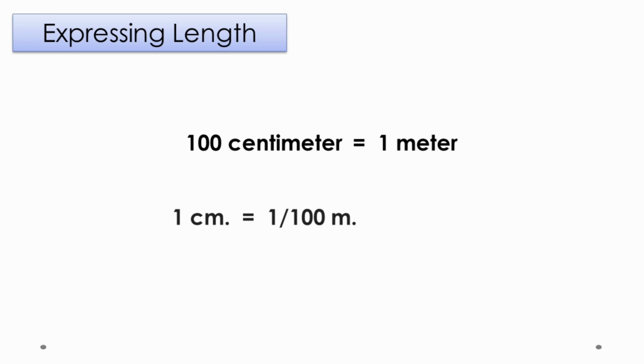Similarly, length can also be expressed in decimals. We know that 100 centimeter are equal to 1 meter. It implies that 1 centimeter is equal to 1 by 100 meters, which is equal to 0.01 meters. Let us use the decimal notation to write 745 centimeter in meters.